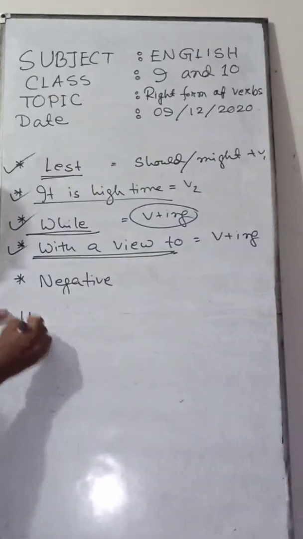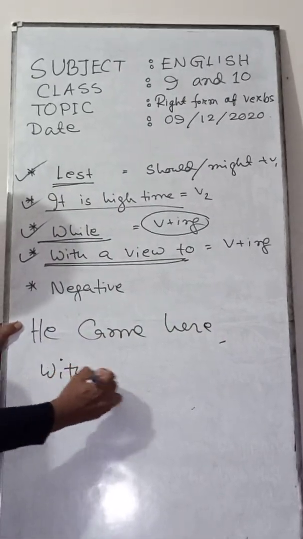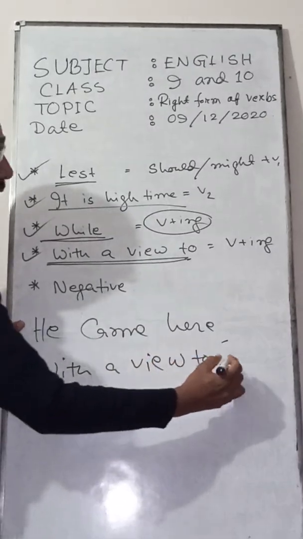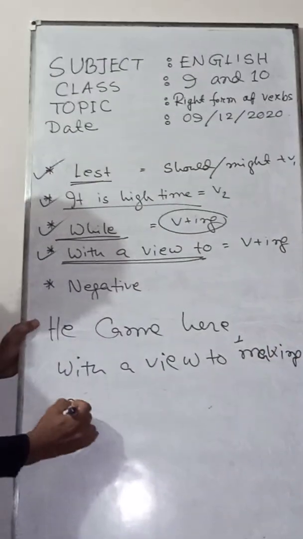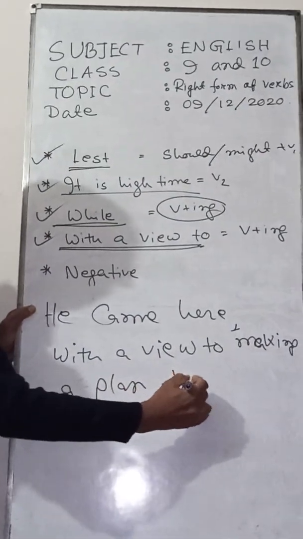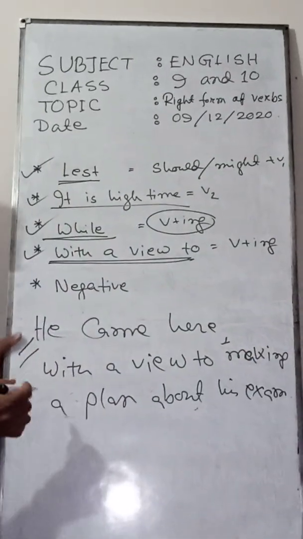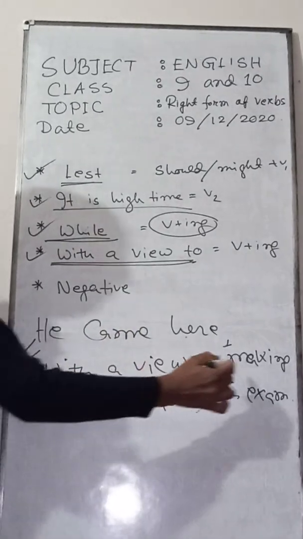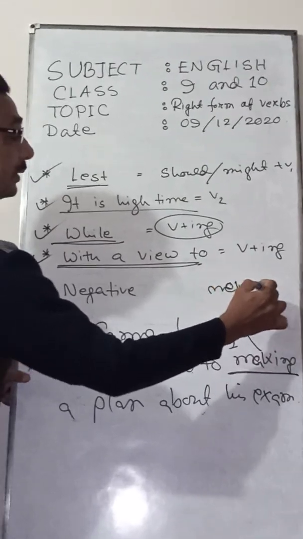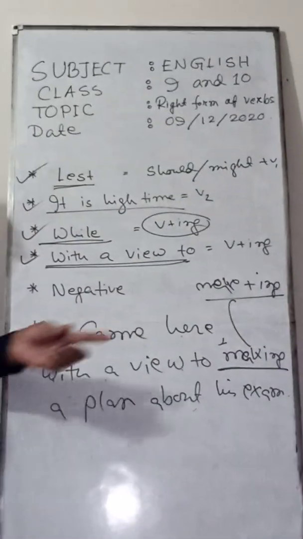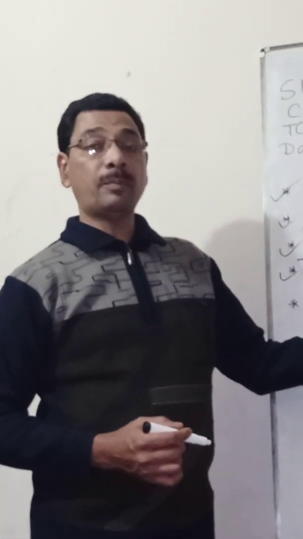For example, he came here with a view to making a plan about his exam. This is a sentence. He came here with a view to making. You see, the main verb is make, and we have to write down make plus ing, and this will be the correct form of the verb here.